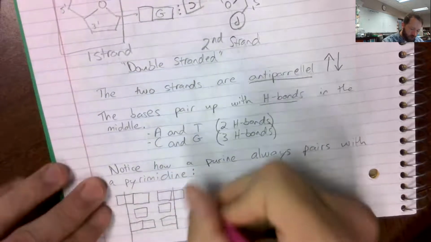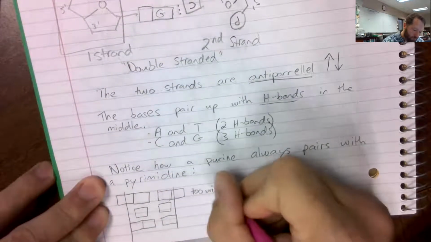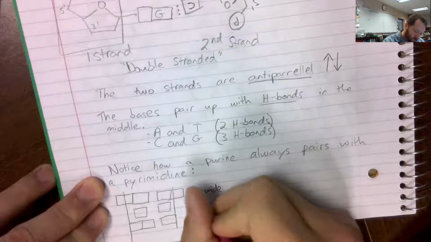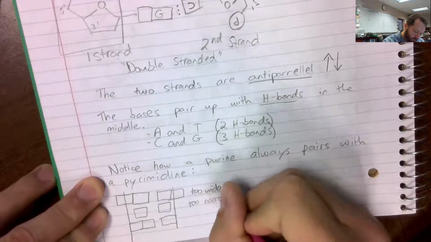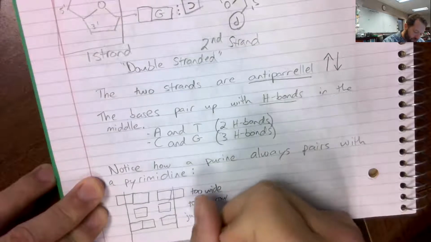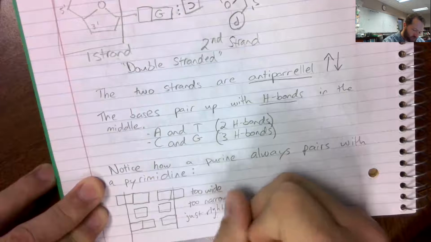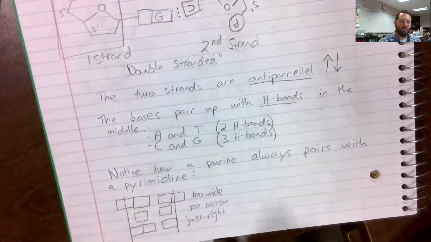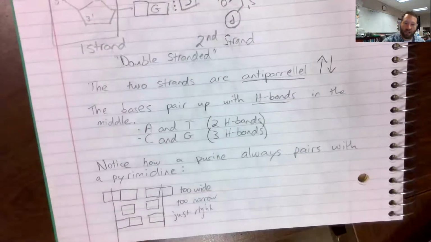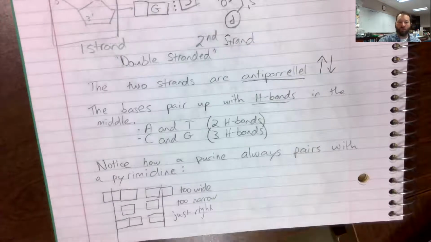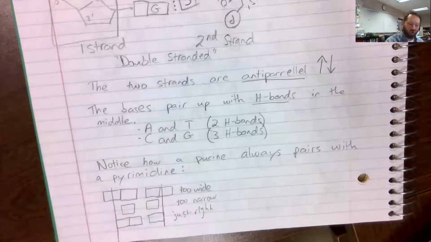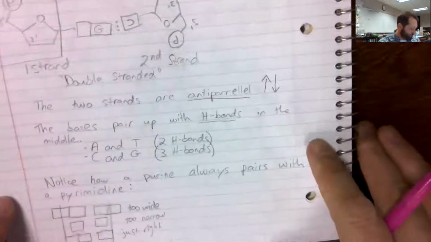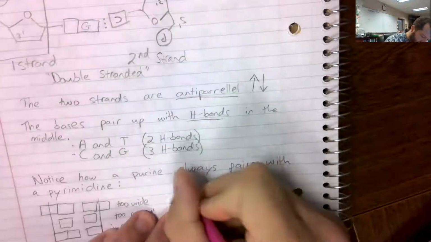So see, this is too long, too wide, too narrow. But this is always just right. As long as you always have a 2 and a 1, you're always going to have 3 bases across. You're always going to have that consistent width on your DNA. And that's going to be really important as we continue to build these long strands of DNA. All right, finishing up.